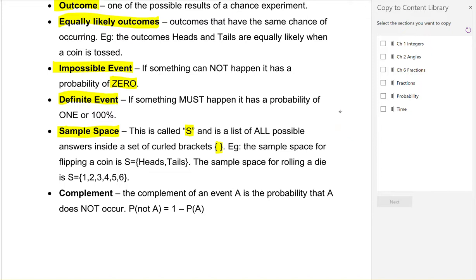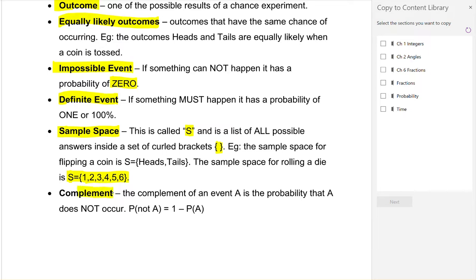Okay, so this is an example of a sample space for rolling a dice. S for sample space equals, there's my curly brackets, and the possible outcomes are the numbers 1, 2, 3, 4, 5, and 6, which are listed off inside those curly brackets.